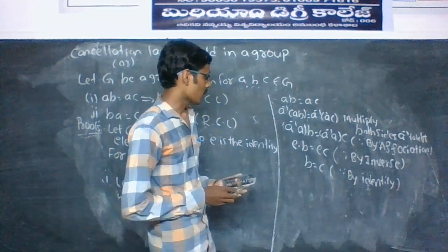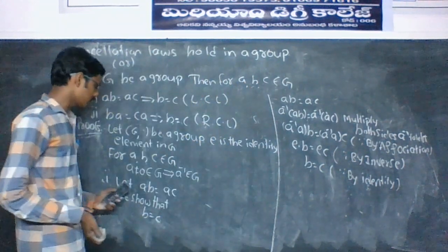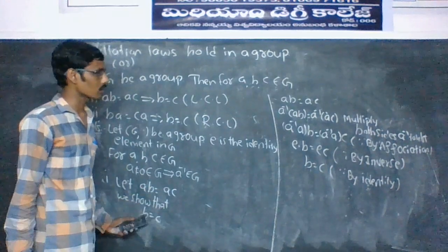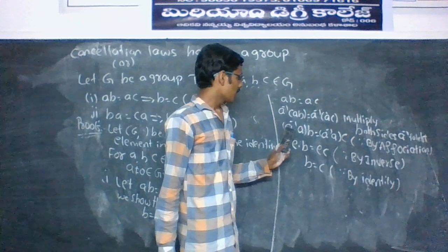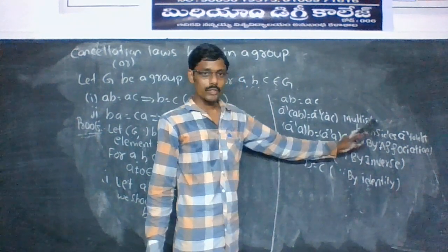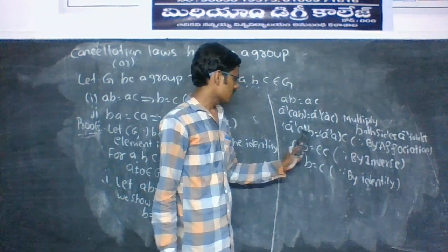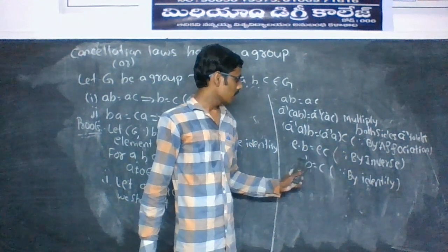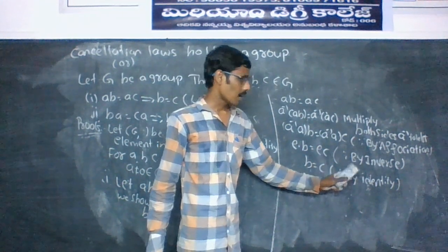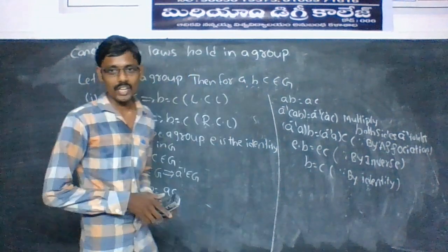This is the first law. Let AB is equal to AC. We show that B is equal to C. Multiply both sides on the left by A inverse. A inverse A B is equal to A inverse A C by the associative law. By the inverse property, A inverse A is equal to E. E is the identity. B is equal to C by identity. This is the left cancellation law.